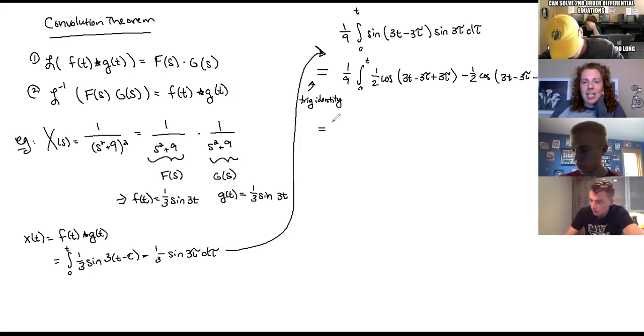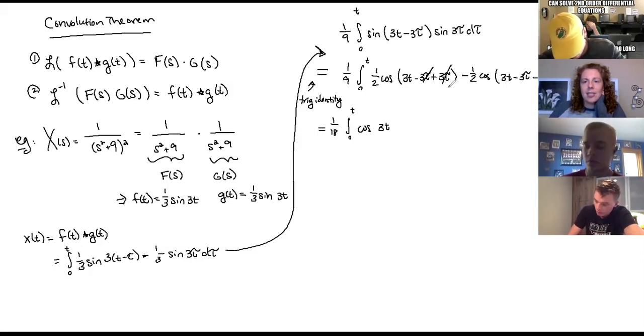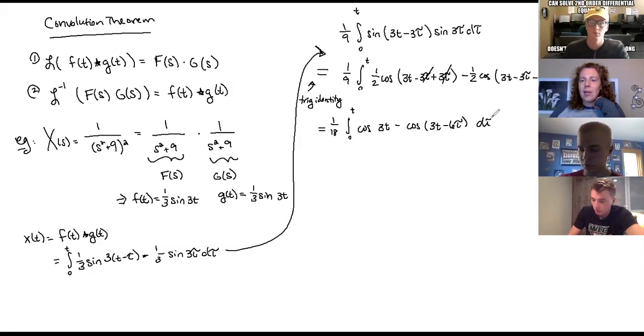Okay, we've got a 1/18 out in front. We've got an integral from 0 to t. We've got a cosine of 3t, because those two taus cancel in the first one. We've got minus a cosine of 3t minus 6 tau, and then we've got a d tau. Three more steps on my piece of paper. That's it, not too bad.